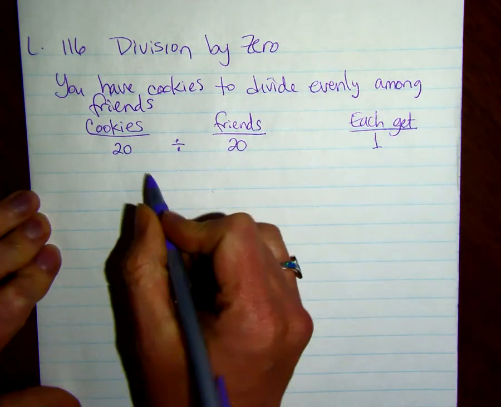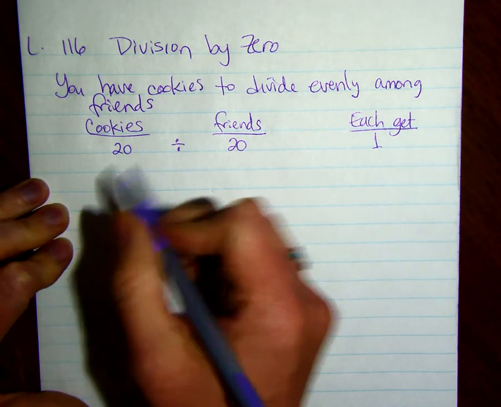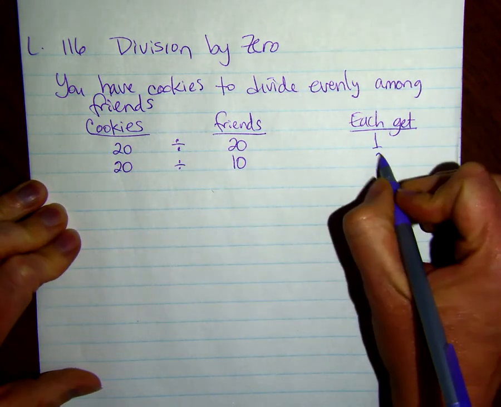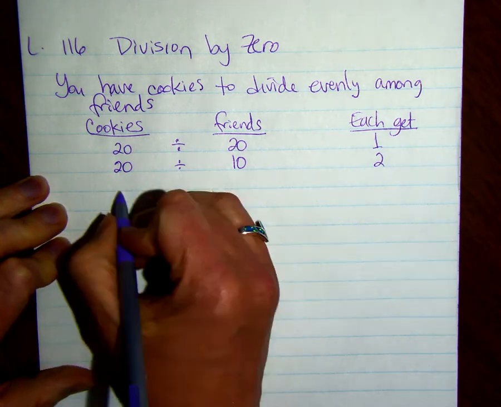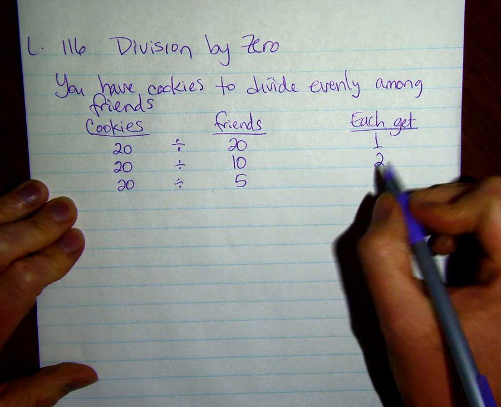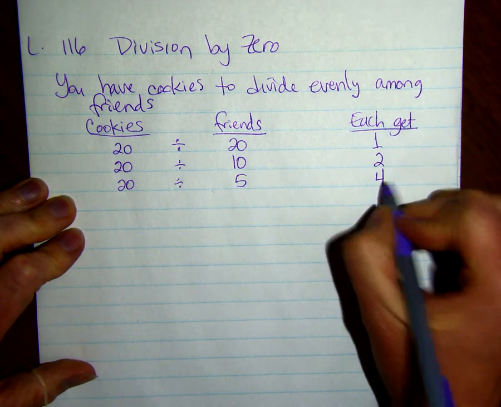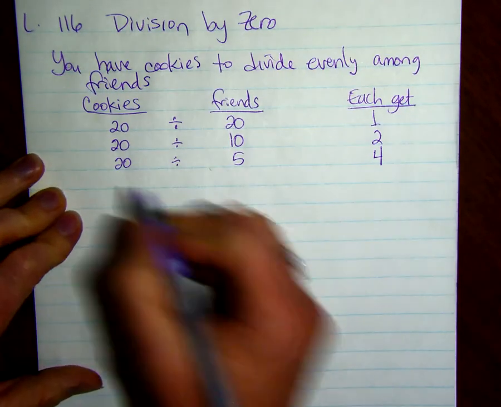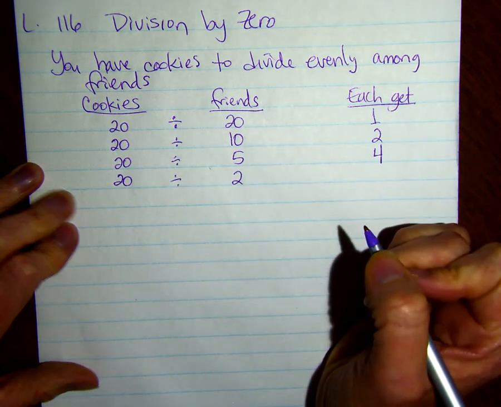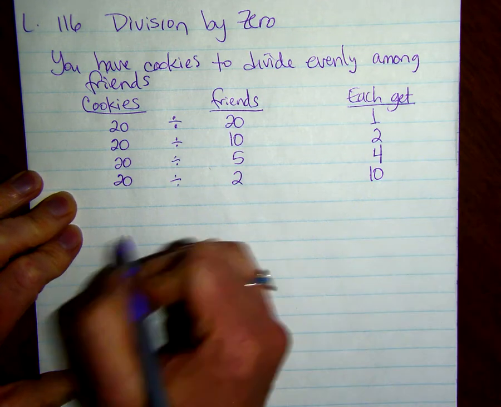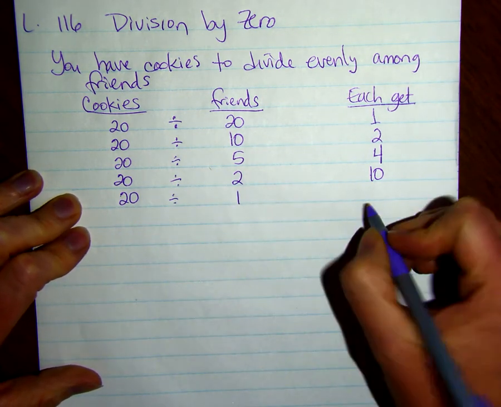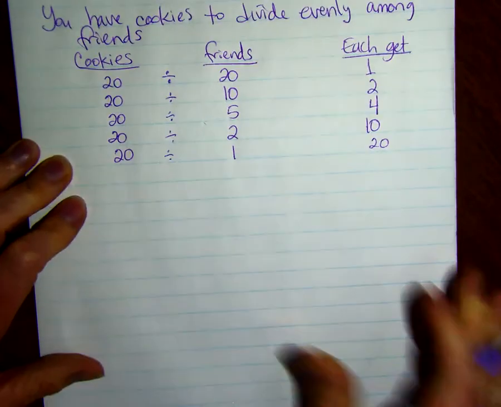1 cookie. So you have to divide 20 by 20 and you get 1. Well, what if you had 10 friends? Then each person would get 2 cookies. And if you had 5 friends, each person would get 4 cookies. If you had 2 friends, then each would get 10 cookies. If you had 1 friend, that friend could get all 20 cookies.